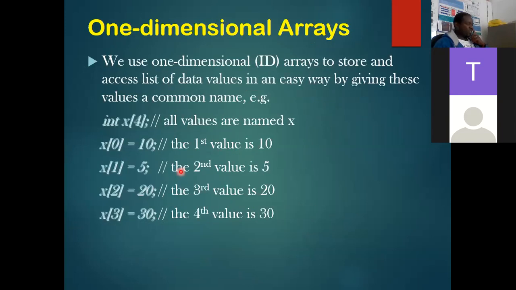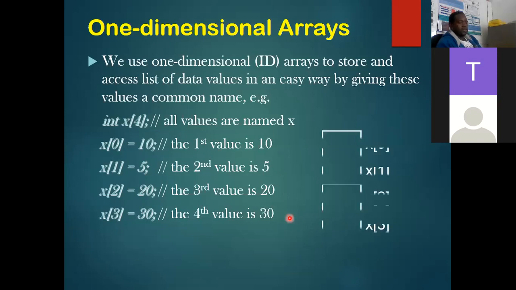Then we use one-dimensional arrays to store lists of data values. You can do it in different ways. One can say int x[4], that means all the values are named x, but each element has its name given by its index. x[0] is 10, that means the first element is 10. x[3] is 30, it means the fourth element is 30. And this is well known. So if you were to show that list, that is what you would see on the list.